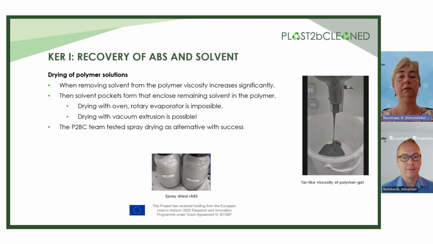One of the things that you see is that when you remove the solvent from the polymer, the viscosity goes up quite significantly. So if you do it in a normal way, the solvent will be encapsulated in the polymer particles, so you can't remove it. If you just put it in an oven, it will not remove all the solvent. Also, adding vacuum will not help as it is encapsulated. So what we developed in the PLAST2bCLEANED is spray drying as an alternative.